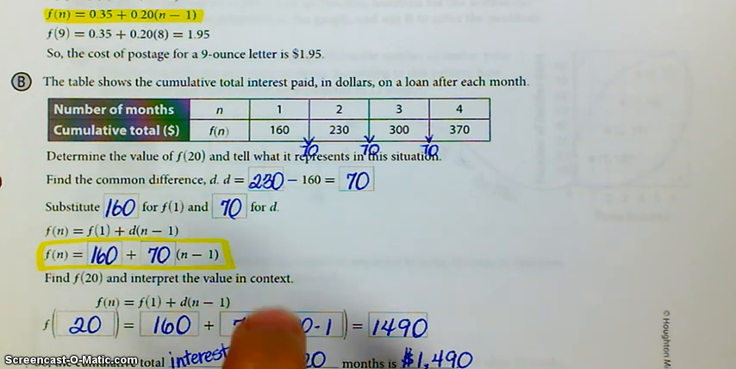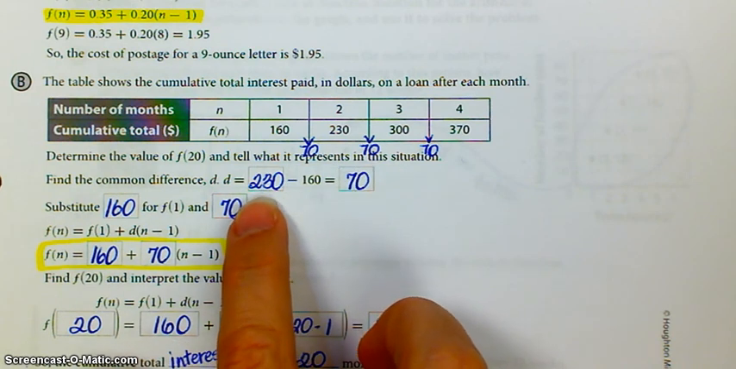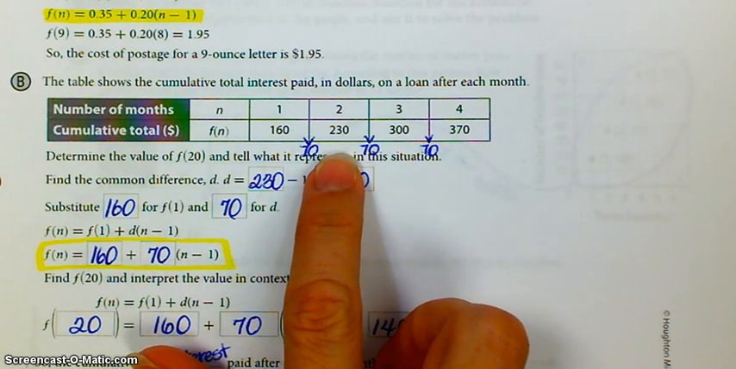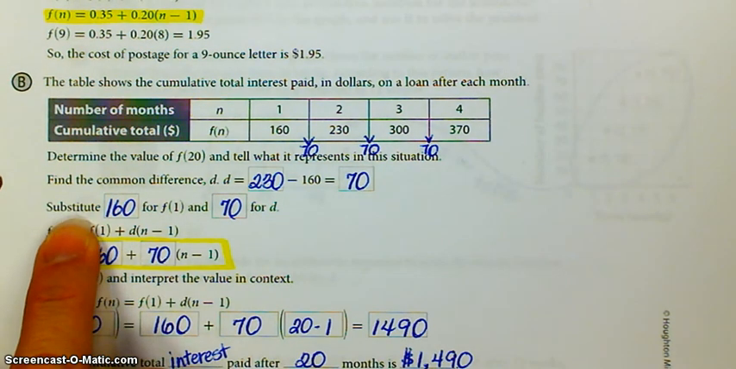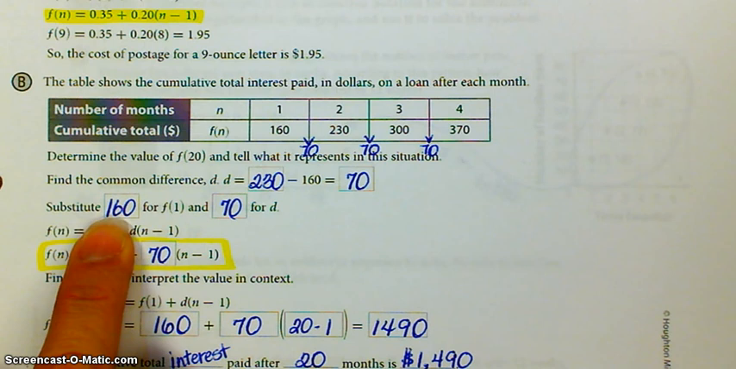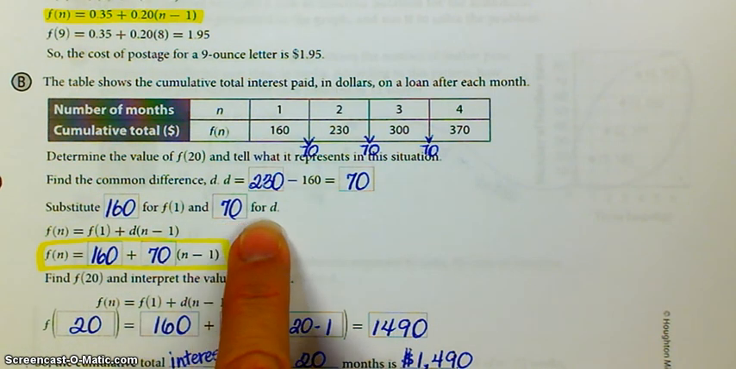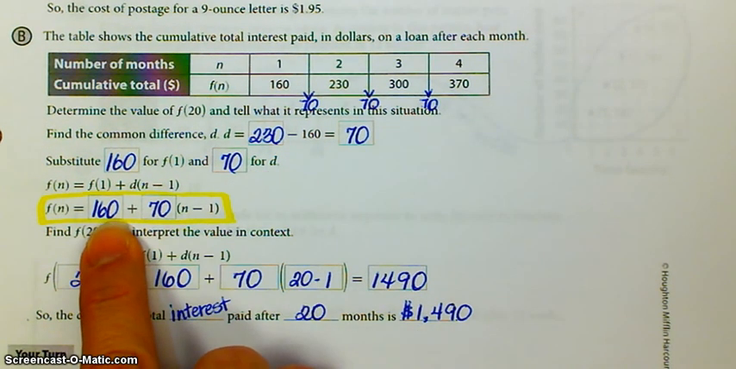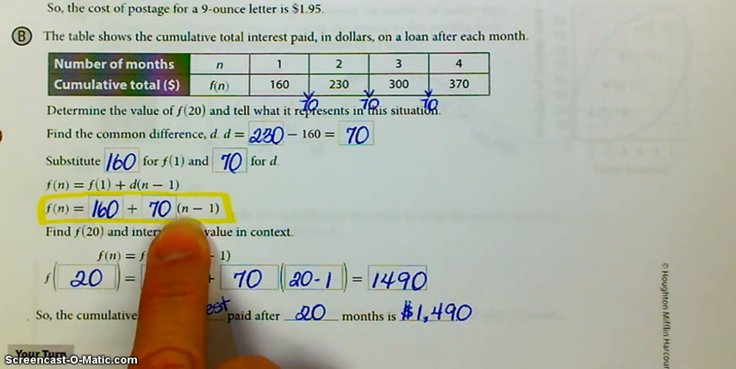So the first step was to find the common difference. I kind of already mentally did that. 230 minus 160 is 70. 300 minus 230 is 70, etc. So the common difference is 70. And then I'm going to substitute 160 for f of 1, because it's right there, and I'm going to substitute 70 for my common difference, d, and just put it in the formula. So f of n is 160 plus 70 times n minus 1.